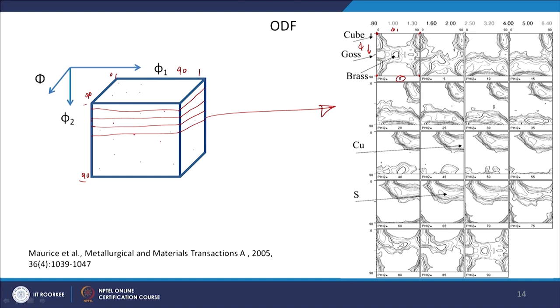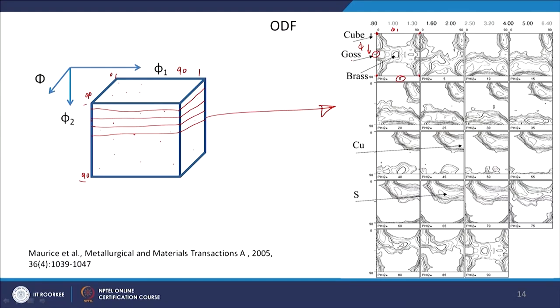Goss will be at, as I told you, the 110 plane, that means I have rotated the unit cell by 45 degree. So it will be somewhere where you have a 45 degree angle in phi. Like that, the brass will be somewhere here. Different texture components can now be shown on the ODF. Copper will be somewhere here, another texture component S will be somewhere here. So now I can get all the texture component information from the orientation distribution function.